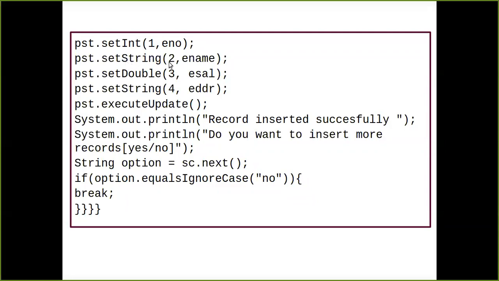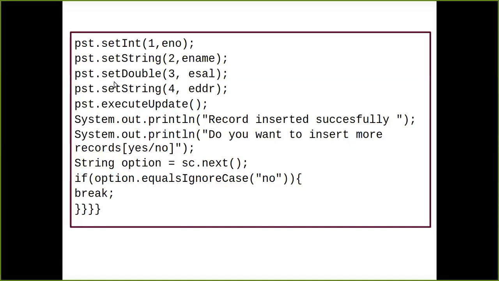Similarly, I have a second value as a string value, that is your ename, which I have created as a variable, and I am putting the value using the set string method. Third is your salary, for which I have used the double method. So set double for the third column, taking from the eSal variable.